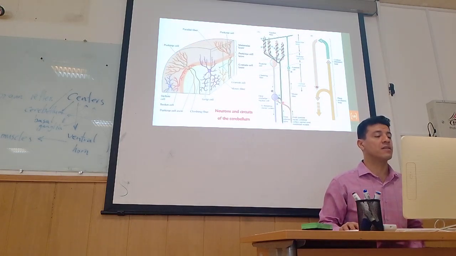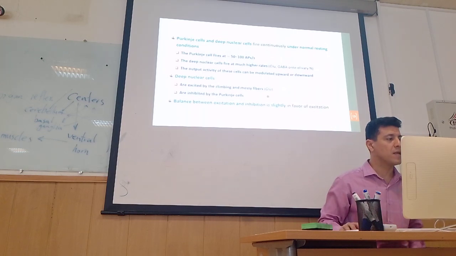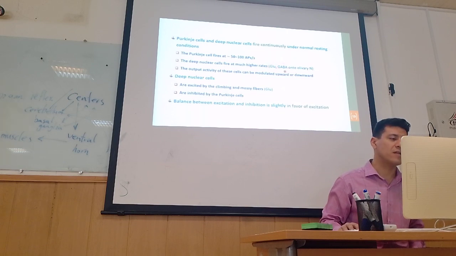Both mossy fibers and climbing fibers release glutamate. So both here and here they release glutamate. Glutamate activates this one. But this one is inhibitory. It inhibits this. Yeah, okay? So let's come back here. Purkinje cells fire at about 50 to 100 action potentials per second. Deep nuclear cells fire at a much higher rate. So they release glutamate, and sometimes they also release GABA. Okay, so I told you to ignore this and stick to this.